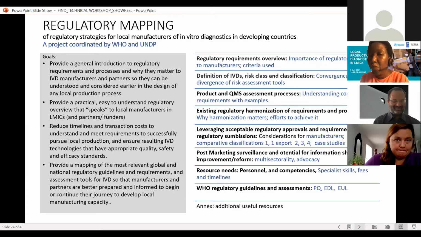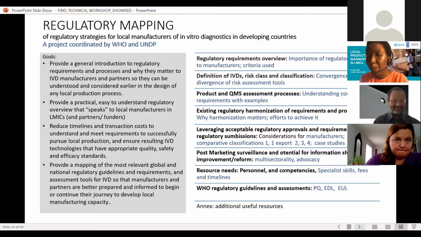And then to leverage regulatory approval and requirements for their submissions, giving comparative classifications among different regulators by country, by region, classifications for in-country use, classifications for export, and providing case studies from those that have established regulatory infrastructure, but also from countries that don't have established regulatory infrastructure, because that is a large number of countries, and if manufacturers wish to enter into working into those, there are different requirements that they will have to consider when they are seeking regulatory approval.